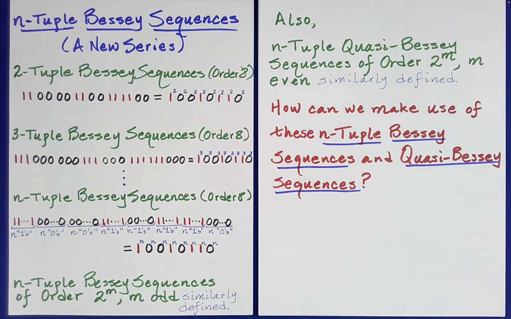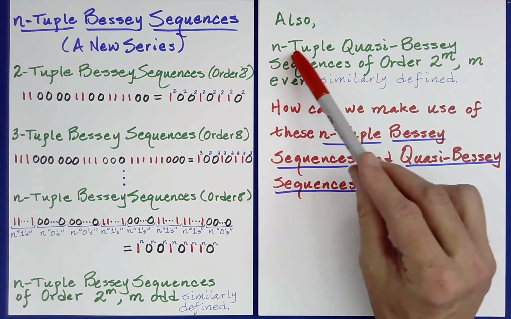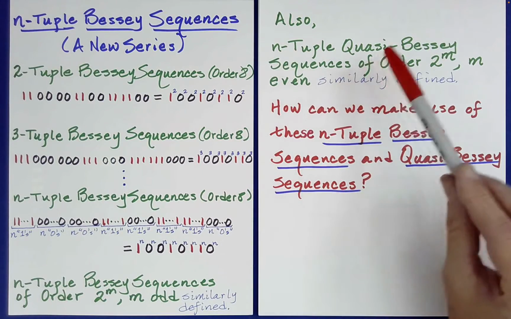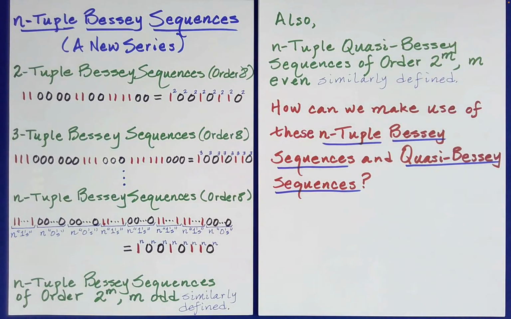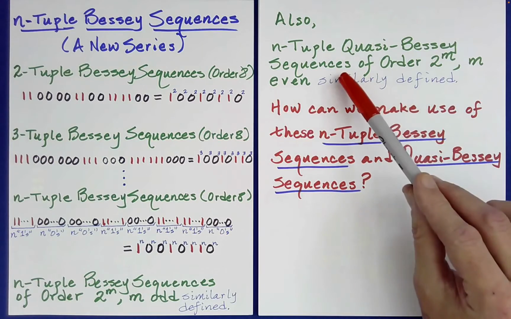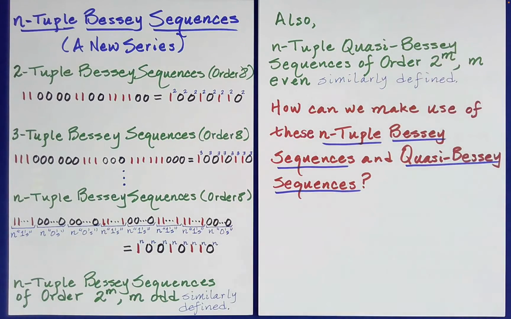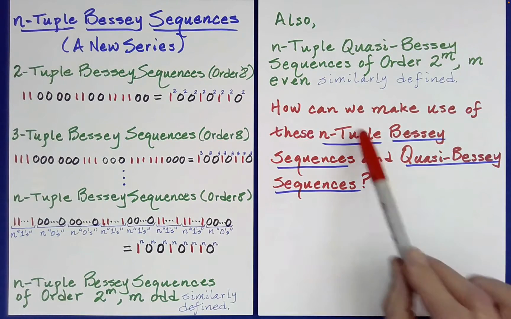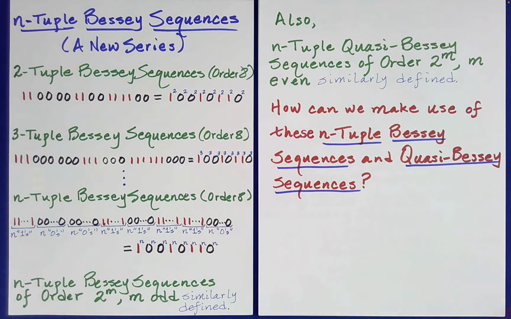You may recall that there are Bessey sequences of order 2 to the m for every odd value of m. Similarly, we can define n-tuple quasi-Bessey sequences, and these will be of length 2 to the m, where m is even. Okay? So how can we make use of these n-tuple Bessey sequences and quasi-Bessey sequences?